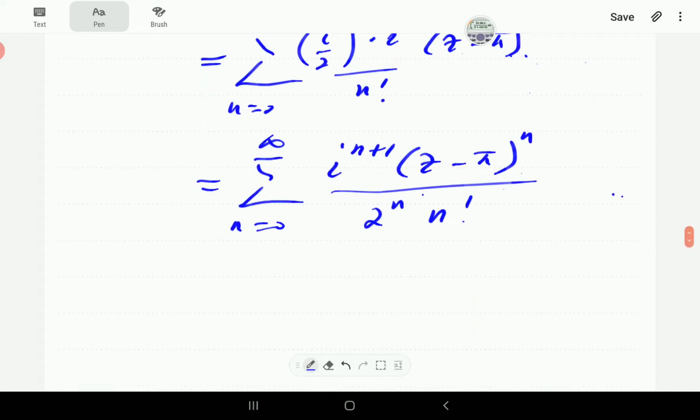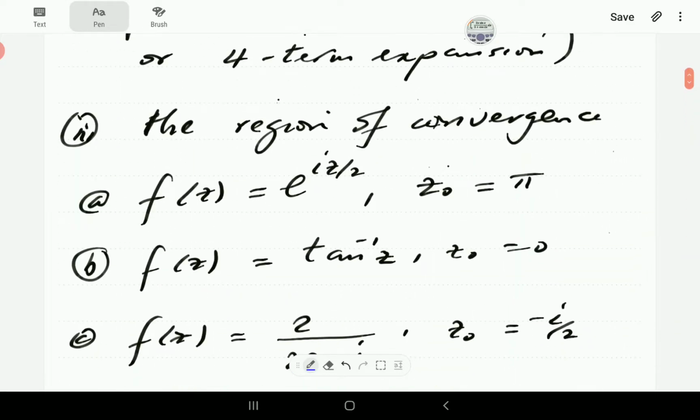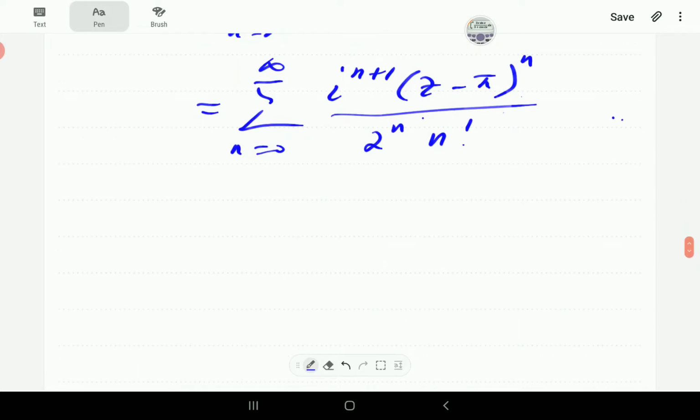Of course, to find the first term, simply plug in n is 0 here, then for the second term n is 1, etc. All right, then for part B, we have got inverse tangent of z.